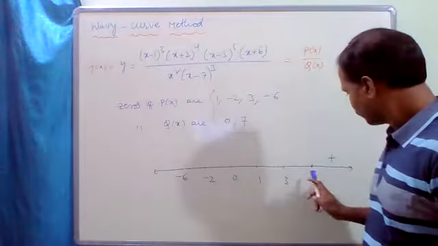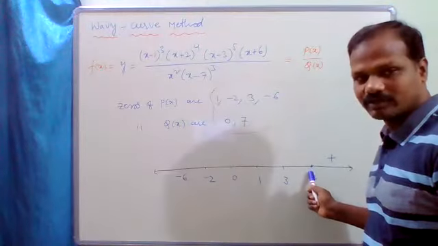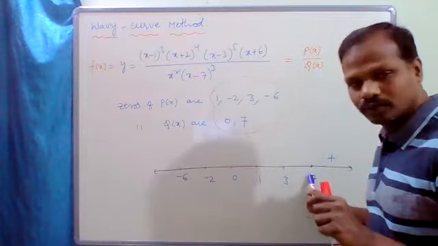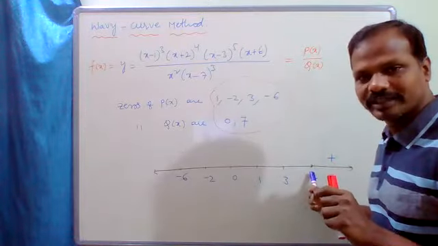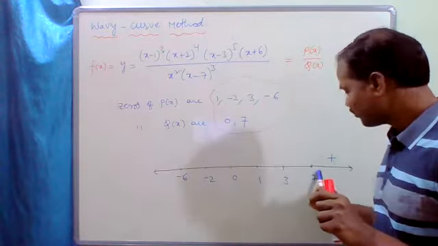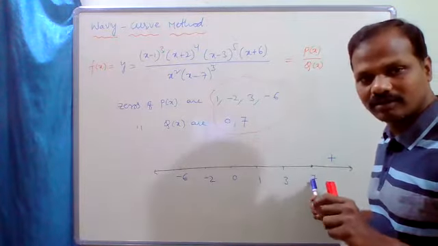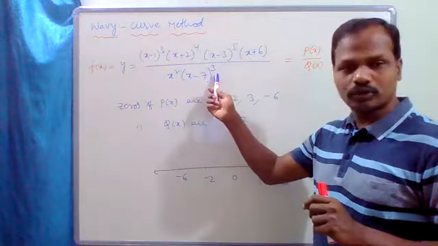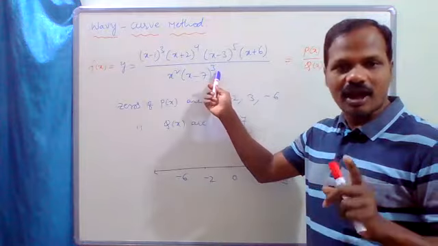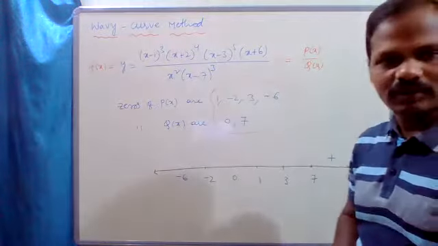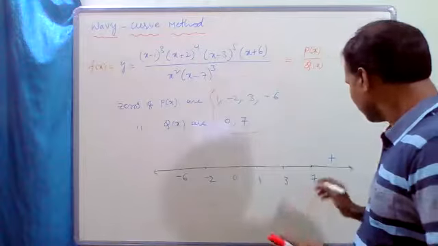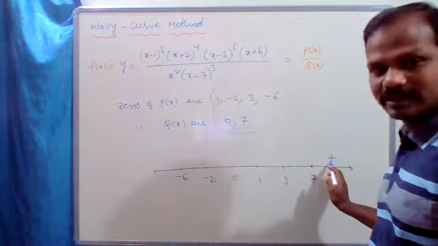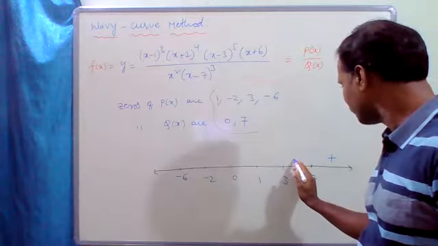Now we move to the left of the 7. While we are moving past this root, you have to think about the power of this root, whether it is odd or even. Here it is (x minus 7) whole cube. So 3 is an odd number. Odd number means the sign should be opposite of the right one. The right one is plus, so here you have to write minus.